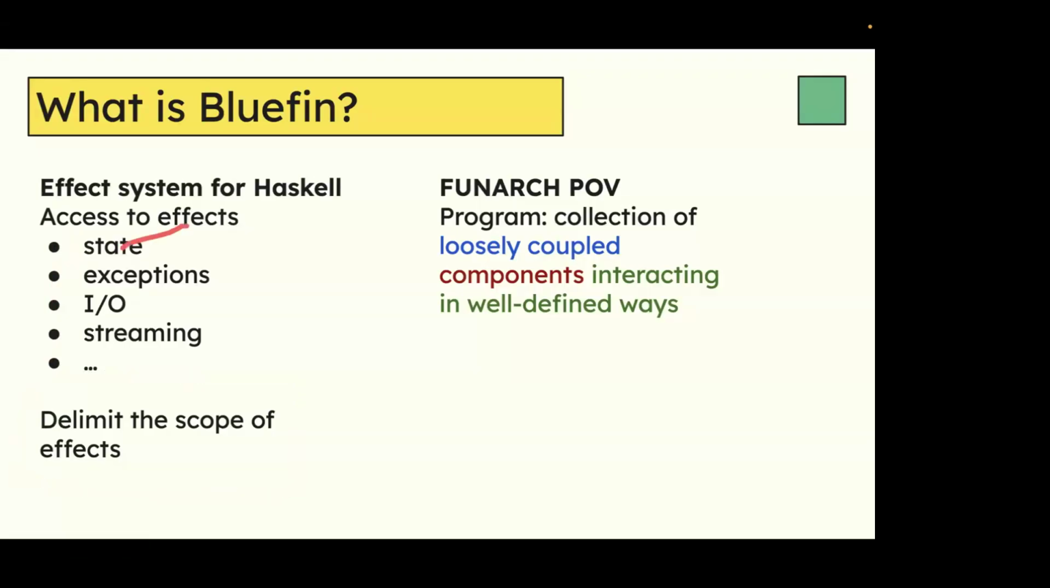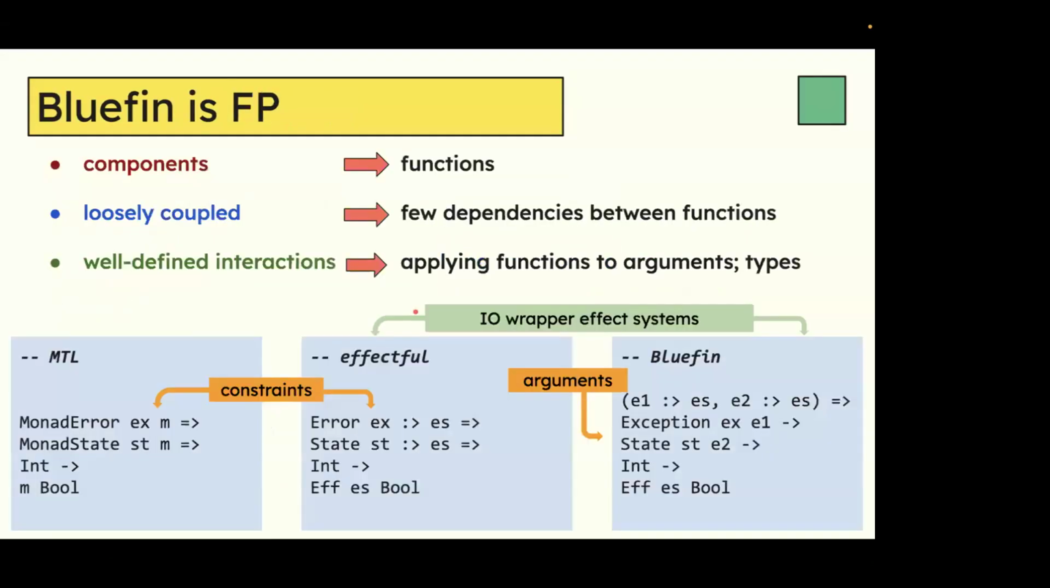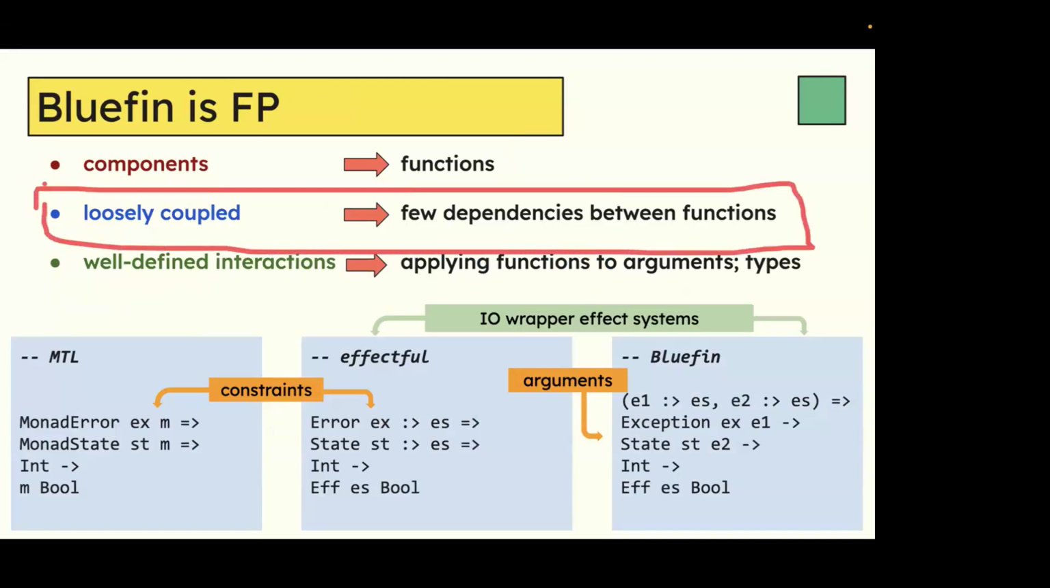From a functional architecture point of view, what does this look like? Well, we like to design our programs as a collection of loosely coupled components interacting in well-defined ways. That's our holy grail of architecture. How does Bluefin help here? Well, Bluefin is an FP solution to this problem. In the FP world, components are just functions, and loosely coupled means that there are few dependencies between these functions.